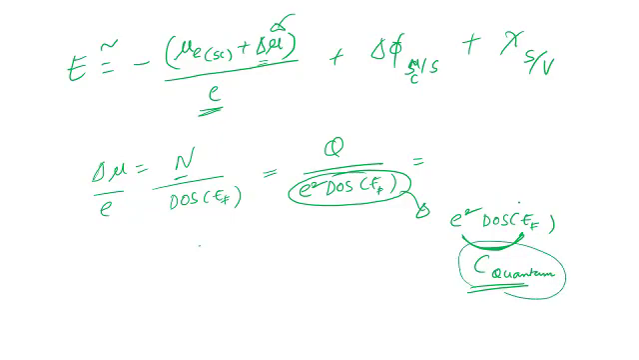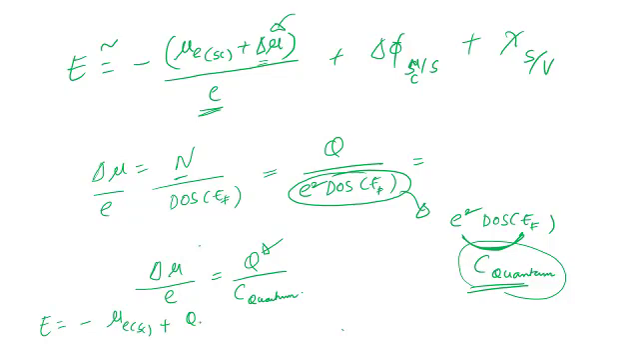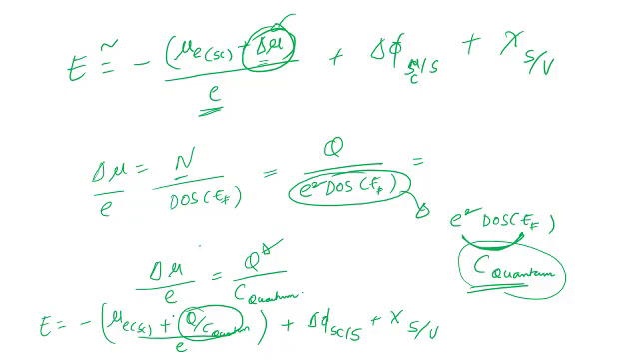So delta mu by e basically gives Q by C quantum capacitance. This depends upon the total charge that is being transferred. Now our electrode potential is no more constant. It is going to be shifted by an amount Q by C quantum by e, plus delta phi S by the electrolyte, plus chi of S, by V. This extra shift that happens due to the limitation of quantum capacitance, or limited density of states, leads to polarization. This is what we started with.